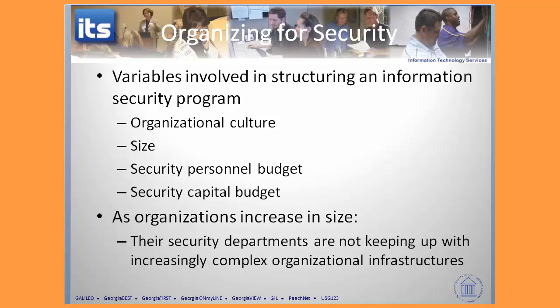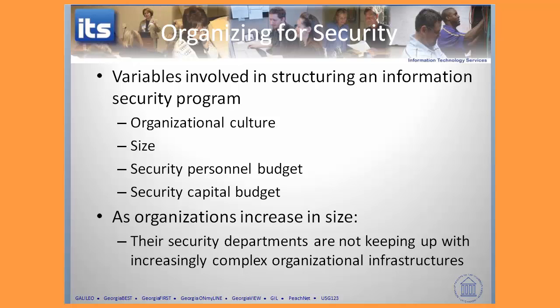Second component is size. If you're looking at very large companies, you're going to have lots of folks involved with security. Looking at very small companies, there may be one person, and that person is doing everything. They have to assume all of the roles, which may create some conflict of interest. So you just have different characteristics associated with size.